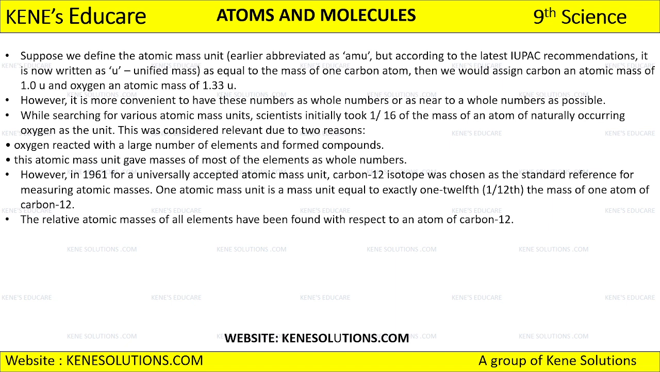So one atomic mass unit is a mass unit which is equal to exactly 1/12 the mass of one atom of carbon-12. The relative atomic masses of all elements have been found with respect to an atom of carbon-12. Getting my point, everyone?